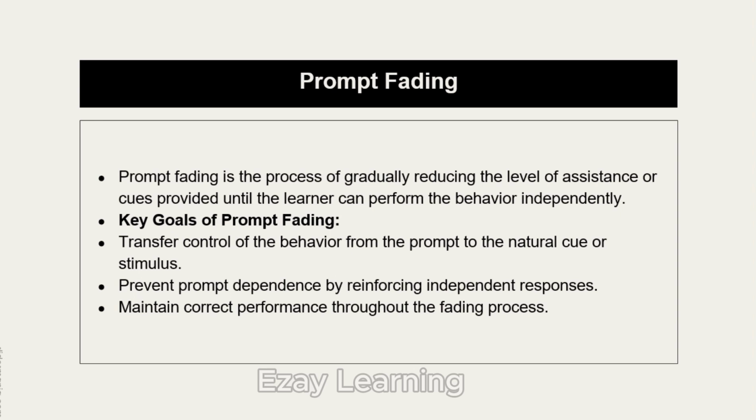Prompt fading, as we said already, is the process of gradually reducing the level of assistance or cues until the learner can perform the behavior independently. What are the goals of prompt fading? To transfer the control of behavior from the prompt to the natural cue or stimulus, to prevent prompt dependence by reinforcing independent response, and to maintain correct performance throughout the fading process. You cannot just immediately fade a prompt because this way correct performance won't be encouraged.